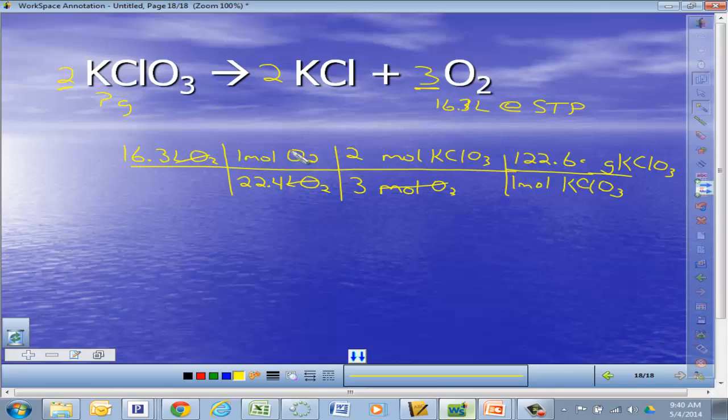Moles O2 cancel moles of O2, moles of KClO3. Again, when I go ahead and multiply and divide, I get an answer of 59.5 grams of KClO3. Again, I'm not going to write down at STP because solids never change under different temperatures and pressures. So your answer, 59.5 grams of KClO3.